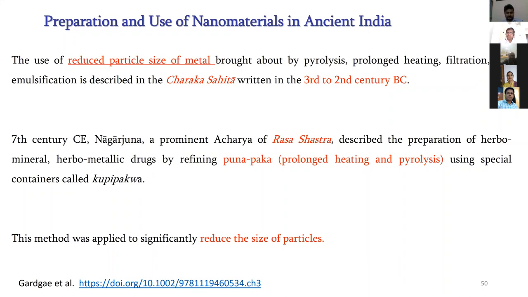In 7th century CE, Nagarjuna, a prominent acharya in Ras Shastra, also described making herbometallic drops by using the concept of punapaka, which is again nothing but heating and pyrolysis, exactly the same thing that we use even today in our labs, right? So they knew the method of reducing the size of the particle. That means there must have been some thought that we must reduce the size of the particle to tune the properties of the material, which is unbelievable at that time, because nanochemistry happened in the last 100, 200 years, right?